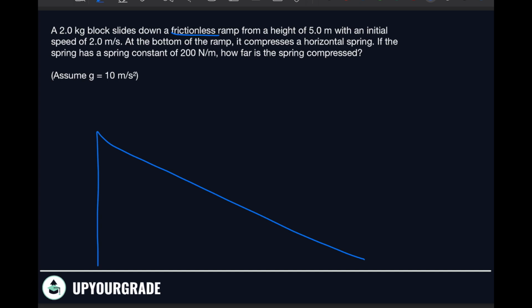So we have a 2 kilogram box or block that's going to slide down this ramp. Okay. And when it gets to the bottom of the ramp, it's going to compress a horizontal spring. So we've got some kind of a spring at the bottom that's kind of extended. Let's say it's attached to a fixed point over here. And when the box slides down here, it's going to hit the spring, and the spring is going to be compressed a little bit.